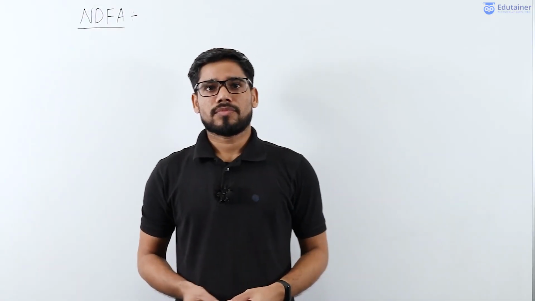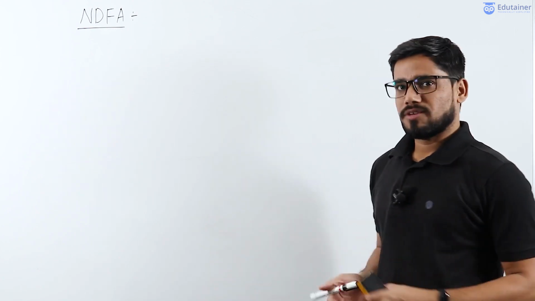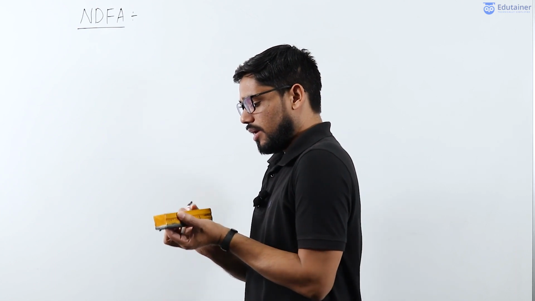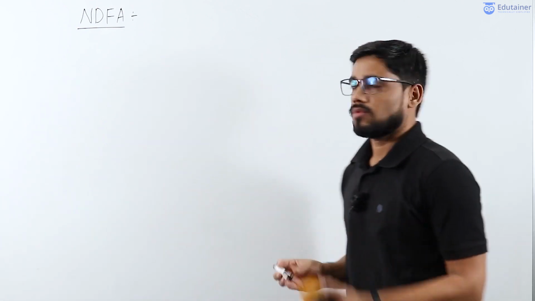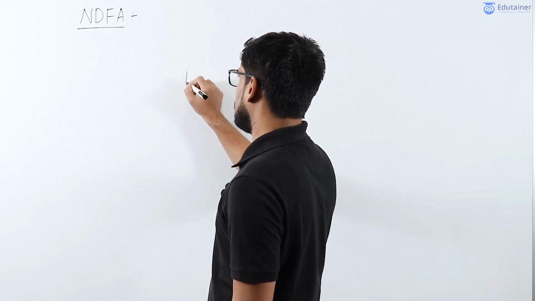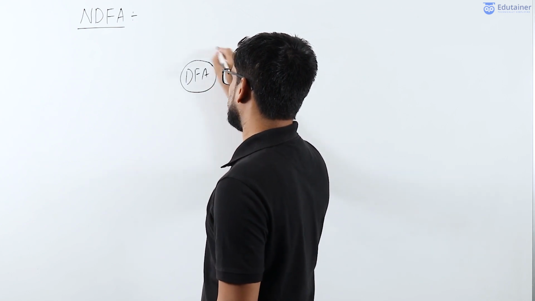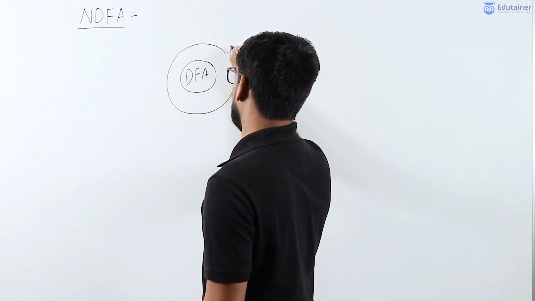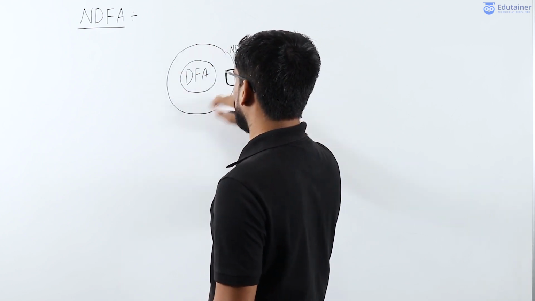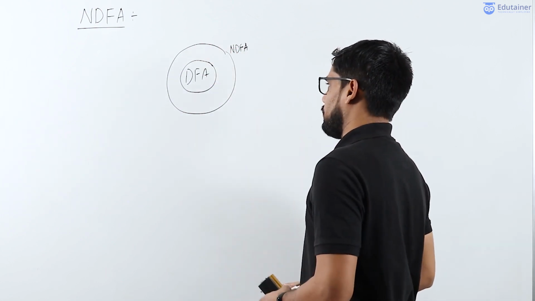Hello everyone. You understood the difference between deterministic and non-deterministic finite automata. In the previous video, I clearly explained the difference between NDFA and DFA. So every DFA is nothing but an NDFA. So the DFA is present inside the NDFA circle. If you assume that this is the NDFA portion, then the DFA portion will be present inside the NDFA.